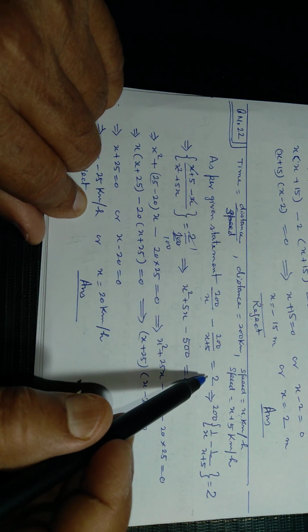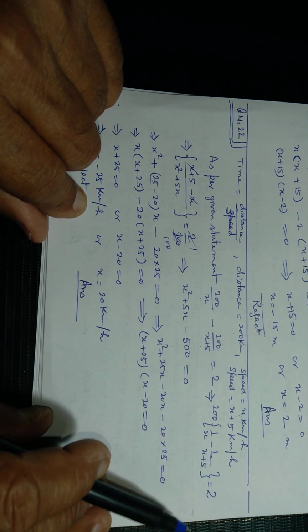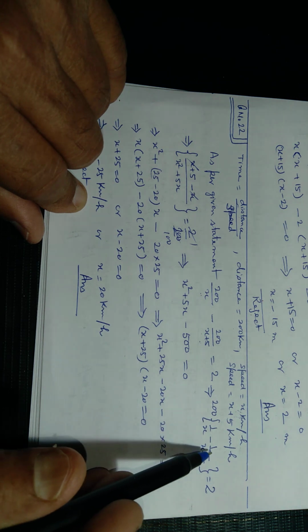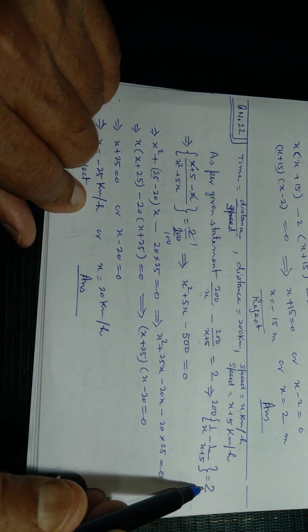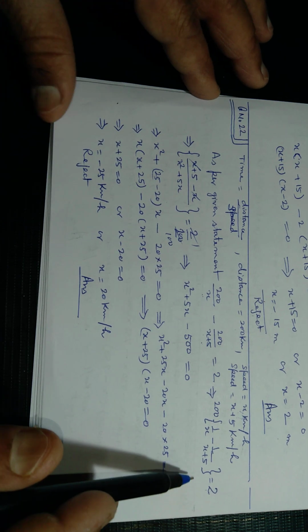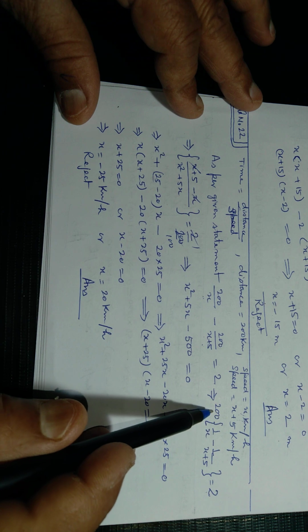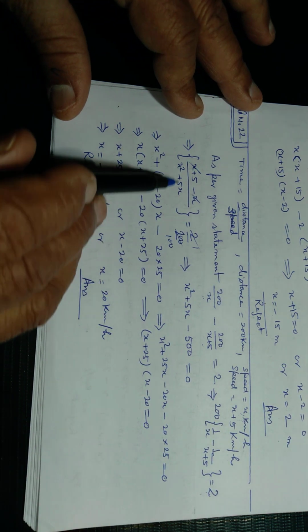Should be equal to 2 hours. So we will take 200 common. Inside the bracket it is 1 upon x minus 1 upon x plus 5, bracket closed, is equal to 2. Now solve it further. I have brought this 200 here, 2 by 200.